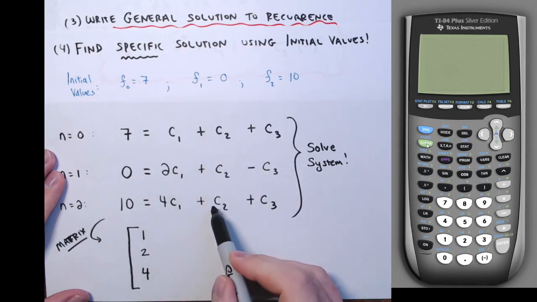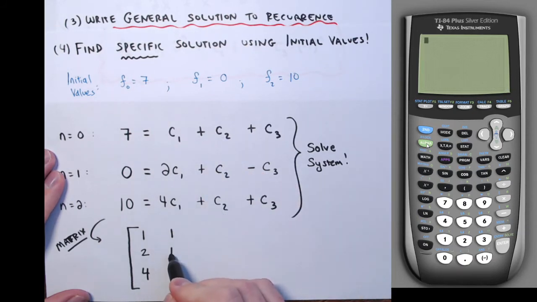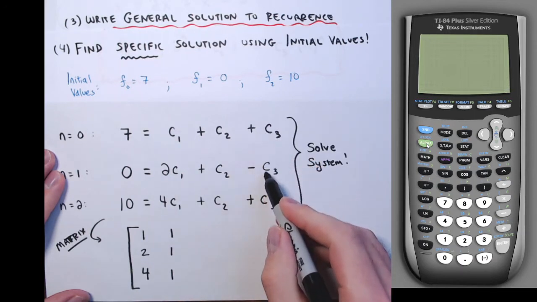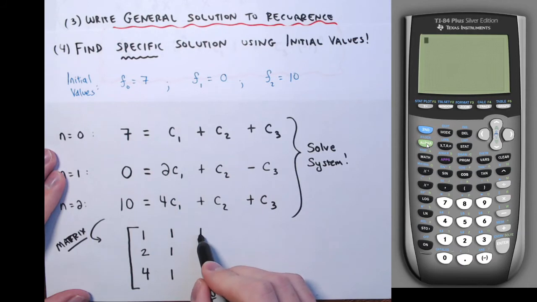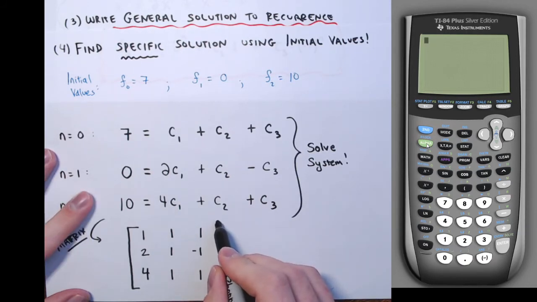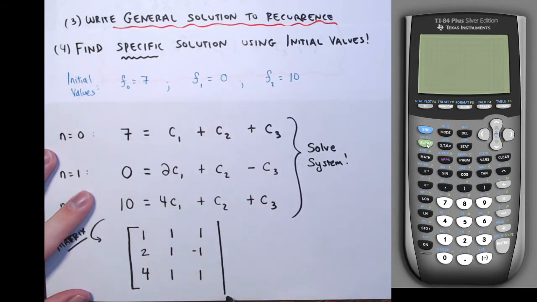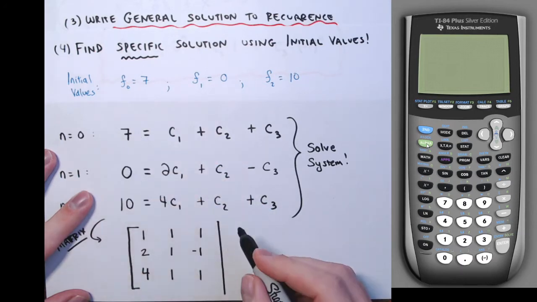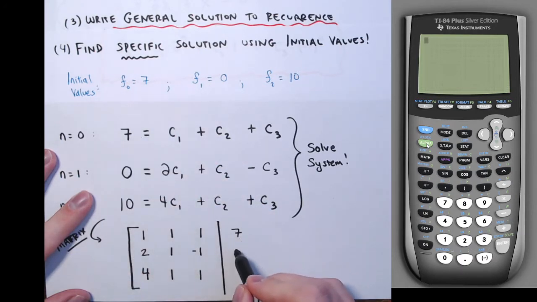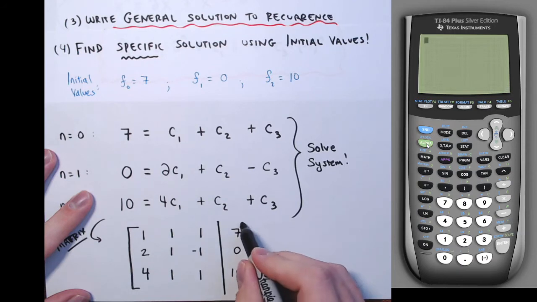Down the second column, the coefficients of the C2s. So 1, 1, 1. And down the third column, the coefficients of the C3s. 1, -1, and 1. Again, make sure things are lined up. And then I'll put a little bar here representing the equal signs. You're not going to see the bar on the calculator. And then down the last column, the constants, 7, 0, and 10.